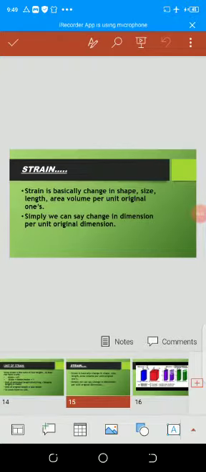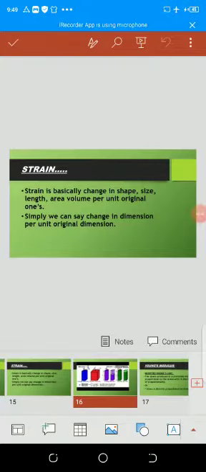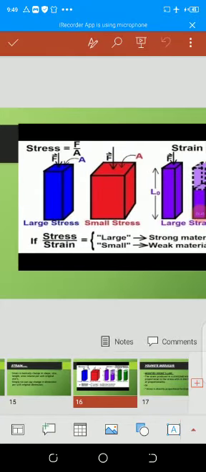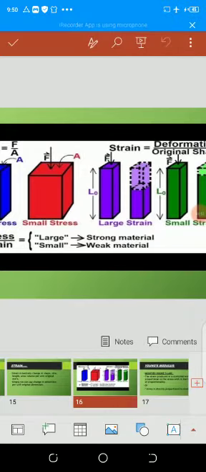Strain is basically the change in shape, size, length, area, or volume per unit original one. Simply, we can say the change in dimension per unit original dimension. Look at this diagram. That is a large stress and a small stress. If stress by strain equals a large value, it is a strong material; a small value, a weak material.